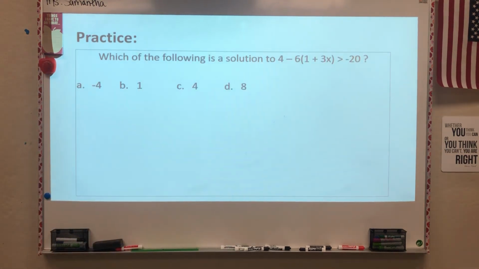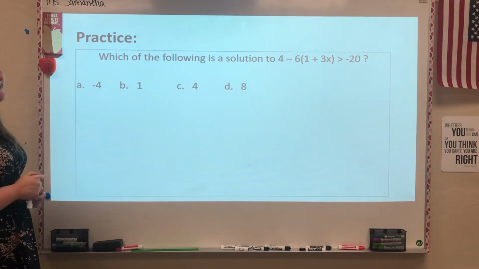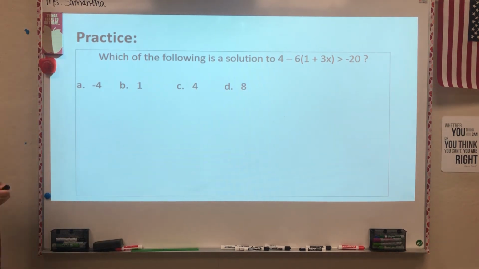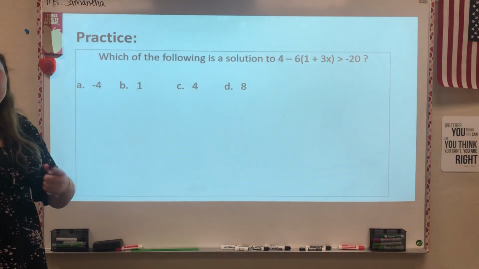Your problem looks like this. Which of the following is a solution to 4 minus 6 times the quantity 1 plus 3x is greater than negative 20? Go ahead and try that.